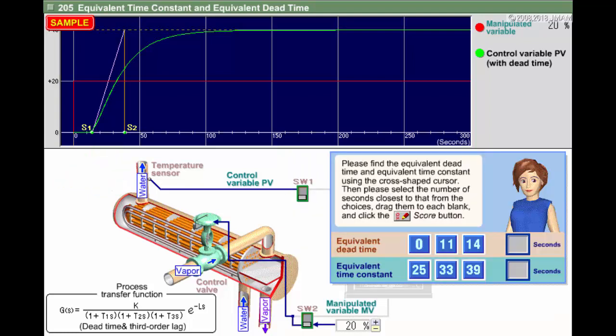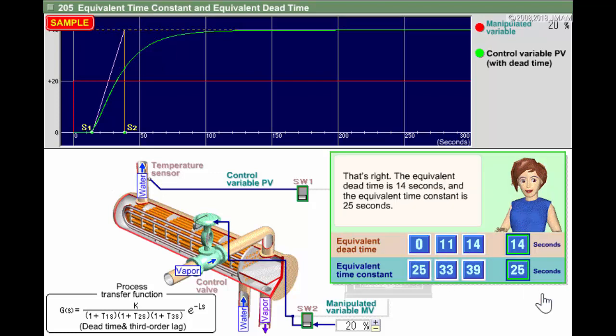All right, now please use the cross-shaped cursor to find the equivalent dead time and equivalent time constant, and drag the appropriate number of seconds for each to the respective blanks. That's right. The equivalent dead time is 14 seconds, and the equivalent time constant is 25 seconds.